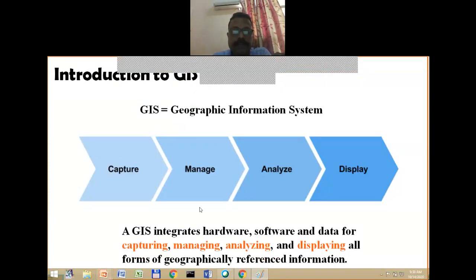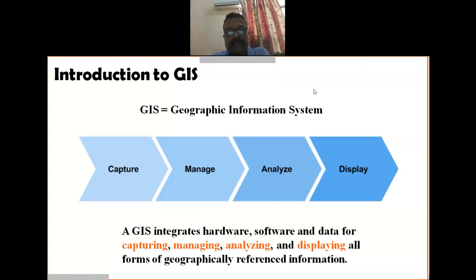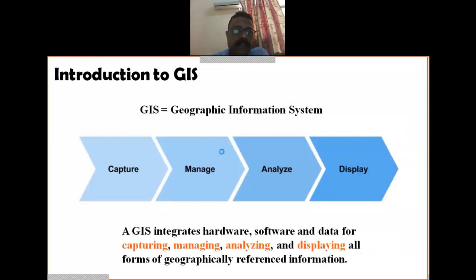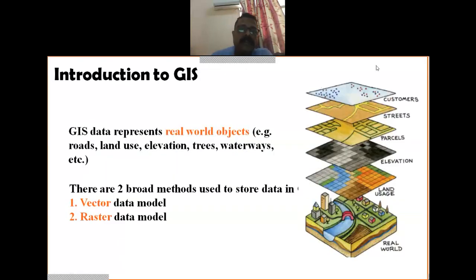As I said, GIS is a geographical information system. It is like any other information system, but with the information of the location, a geographical reference. How do you reference it geographically? Either by a two-dimensional coordinate reference system or by a three-dimensional coordinate reference system. It should be able to capture data, manage, analyze, and display. We explained what these are in the last class.